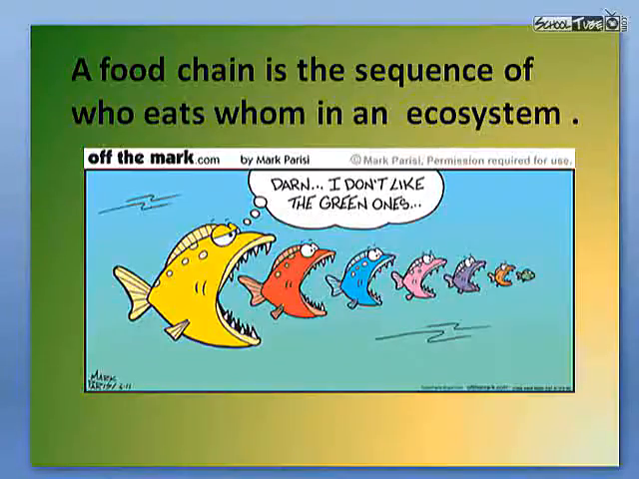A food chain is a sequence of who eats whom in an ecosystem. In this cartoon, the big yellow fish eats a smaller red fish, which eats a smaller blue fish, and so on. This is an example of a food chain.